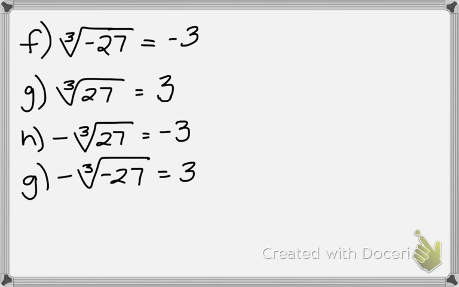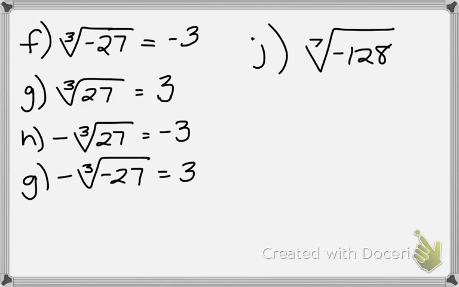If you had the 7th root of, where are we at here? G, H. Did I go backwards? I have double G. Man, where are we at? J. If I had the 7th root of negative 128, any guesses?